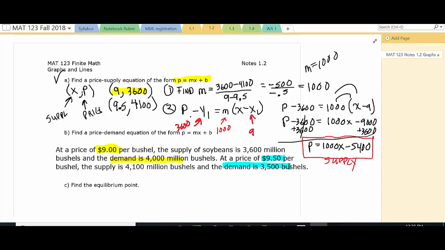What are your 2 points? And just keep going. What are your 2 points? 9, 4,000, right? What's your other point? 9.50, 3,500. Okay, that's it. Find the slope, use the slope formula, then use the point slope formula. Okay, you're going to do this kind of thing all the time during the semester. And then the second half of class, we're going to begin to learn how to do this on a calculator and do what we call a regression equation.